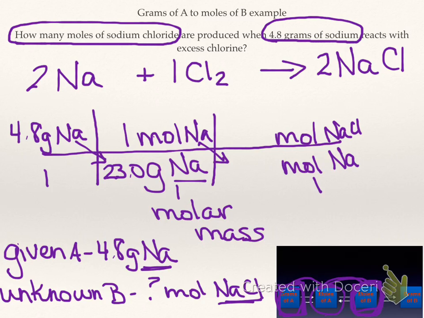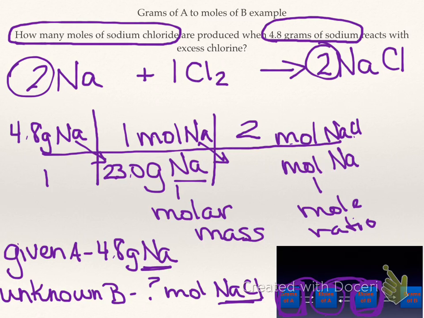And then what do we need when we have moles of one substance over moles of another substance? Hopefully you said mole ratio. Where do we get the mole ratio? From the coefficients of the balanced chemical equation. So for moles of sodium chloride, we look up here, 2 moles of sodium chloride. Then we look at moles of sodium, 2 moles of sodium.